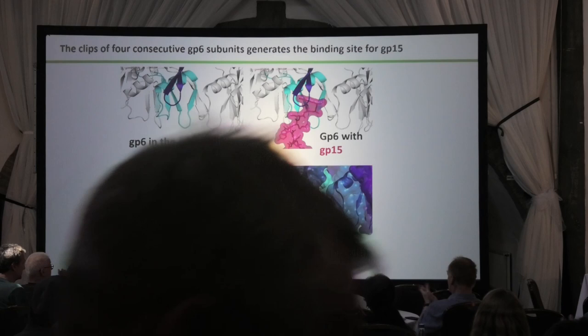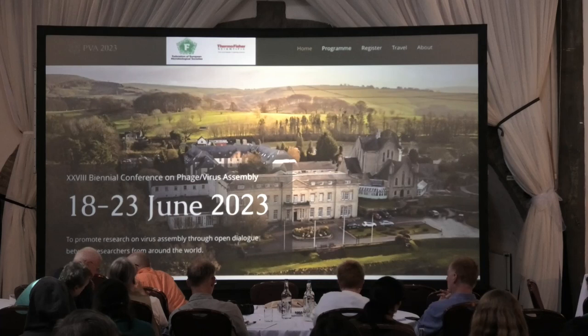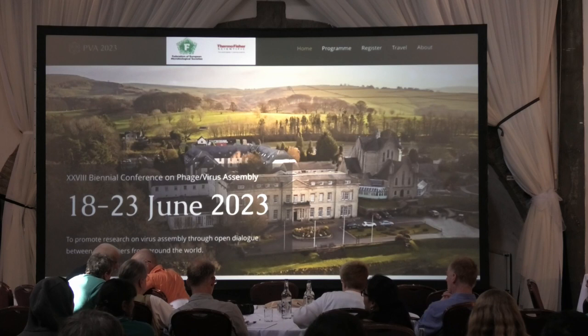Final talk of the session is by Lindsey Brown. She is going to talk about mutational analysis of the core protein DNA binding pocket in a single strand DNA virus.